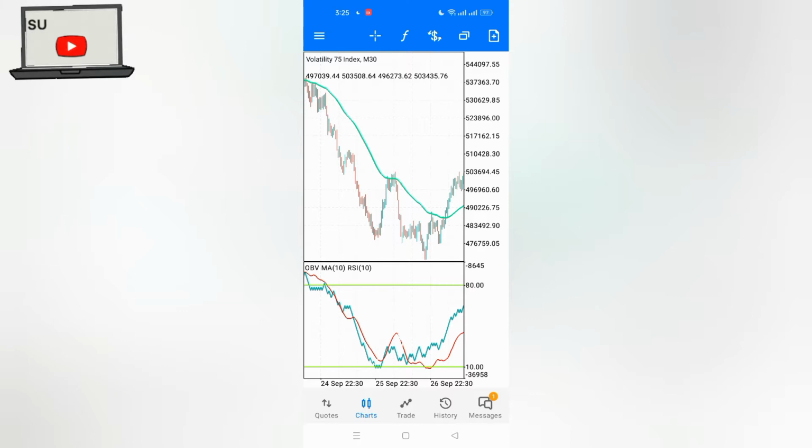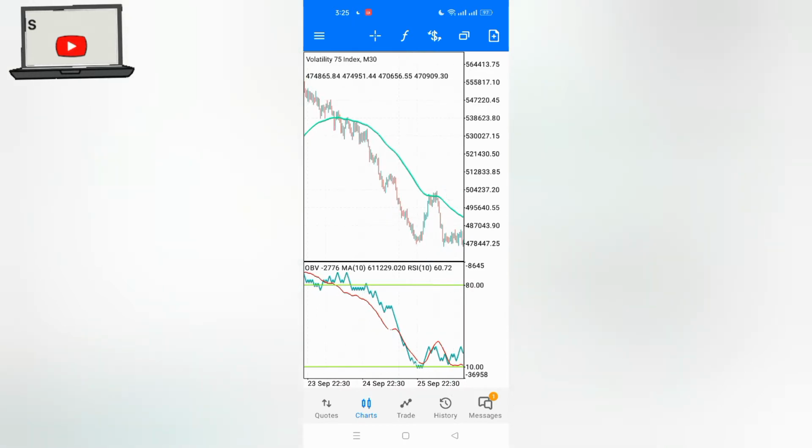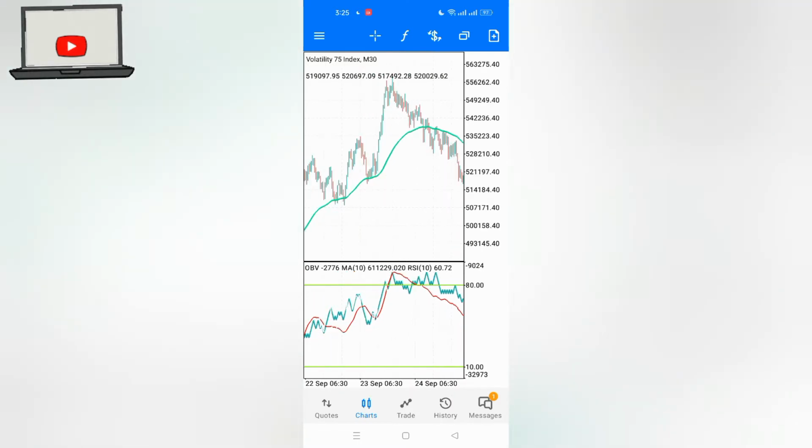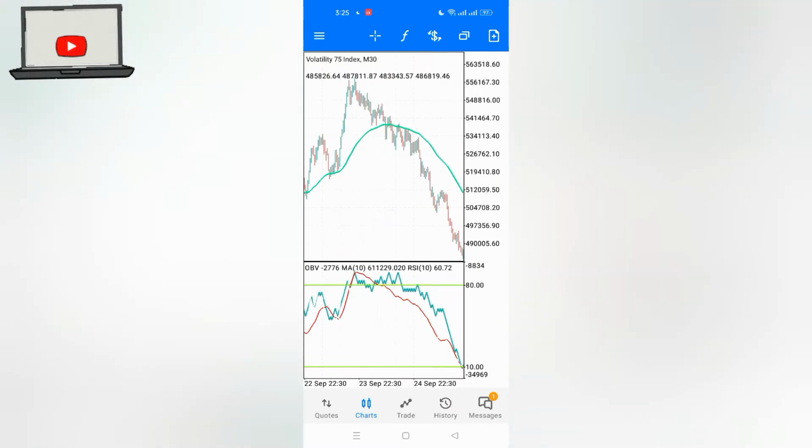I've already backtested the strategy and I've seen the accuracy of the strategy. It's a strategy that you can completely rely on, that is, if you're a beginner in trading or you're making good steps in trading.